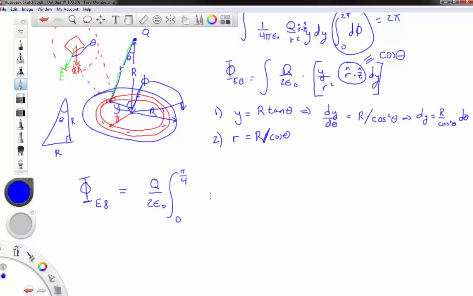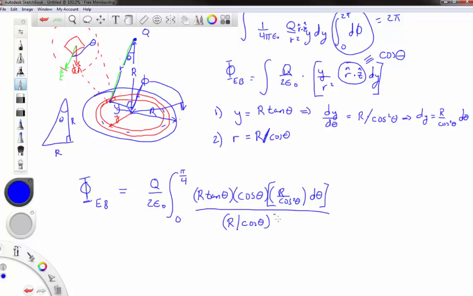Now let's do some substitutions here. We have a y, so that is an r tangent theta. We have a cosine of theta from the dot product term. We have a dy, so that is an r over cosine squared theta times d theta term. So there's our dy. Now we're going to divide all of that by a little r squared. So little r was this, so this is r divided by cosine of theta quantity squared.